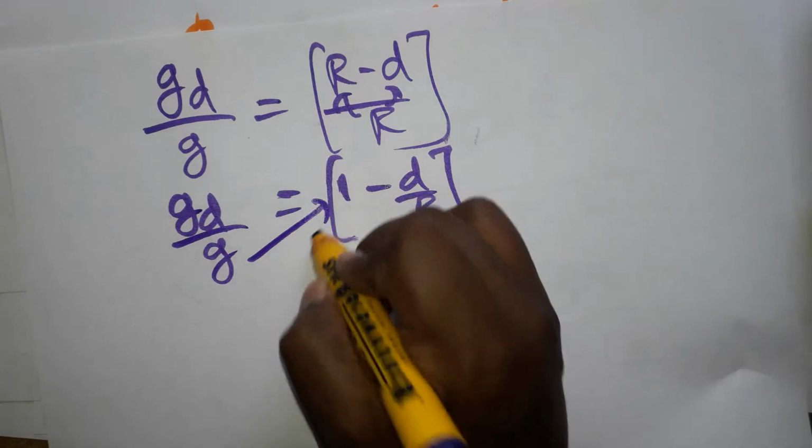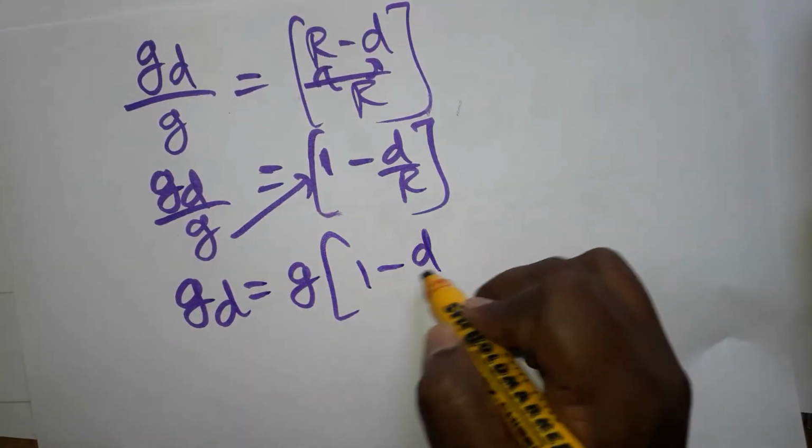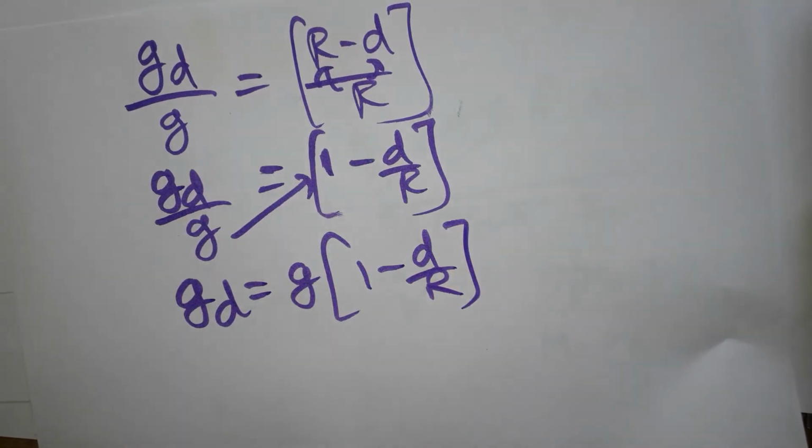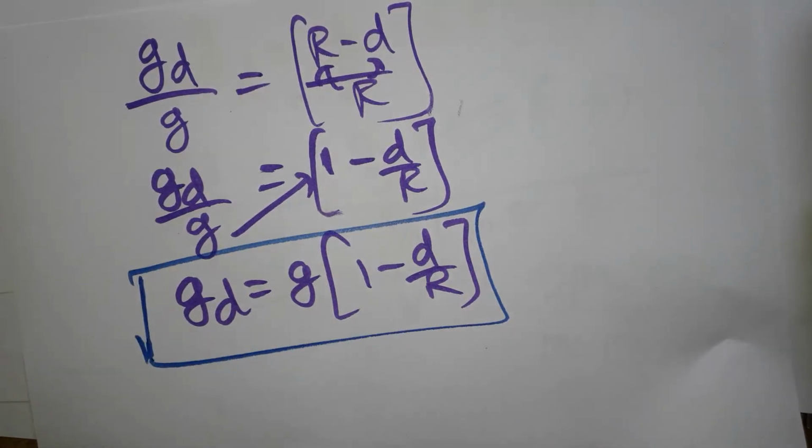So this g I am bringing here. So g_d is equal to g times 1 minus d divided by r. So it is the gravitation at depth, gravitation at some depth. So the second point also we got: gravitation at some depth.